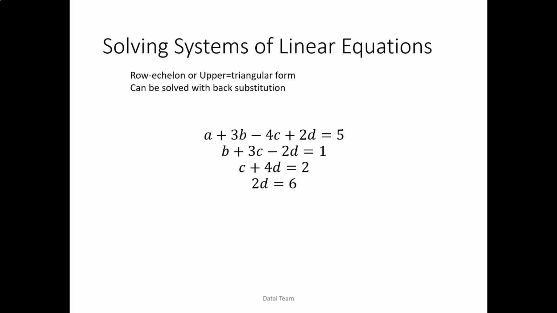Then we plug it in to get a value for c. We have 4 times 3, 12. So 12 plus c is equal to 2. So we know that c is minus 10. And then from that we can get b, and then we can get a. But usually your values won't be in this form, and we will have to put them in upper triangular or row echelon form.